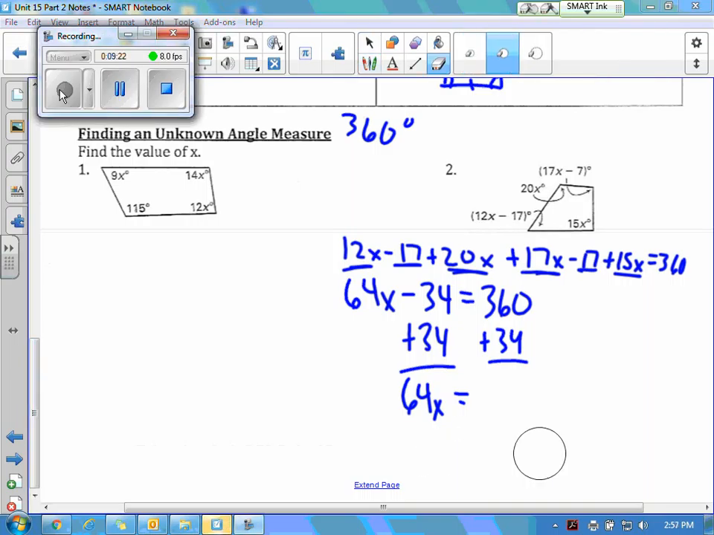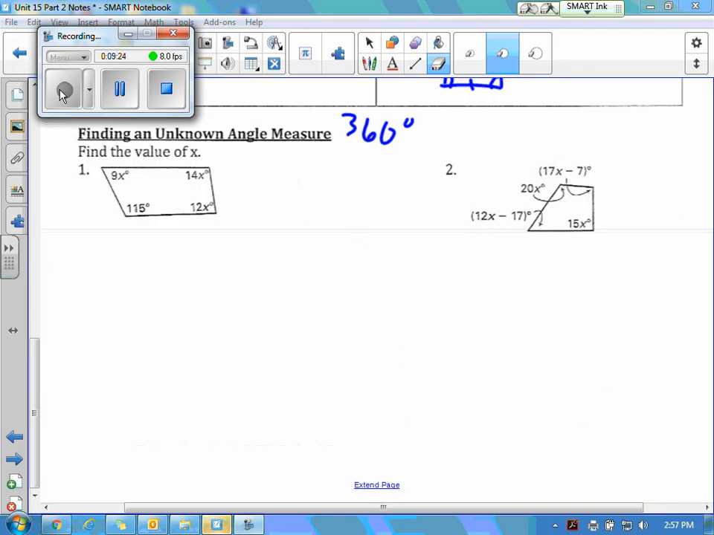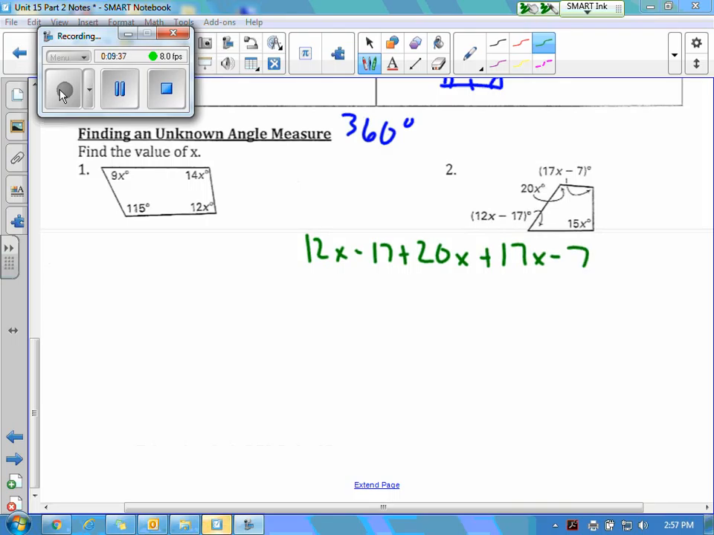Oh man. So I did that wrong. Well, I only messed up one part, so bear with me. So it's 12x minus 17 plus 20x. And then it's 17x minus 7. I accidentally wrote 17 there as well. Plus 15x equals 360. So that's going to give me 64x minus 24 equals 360.